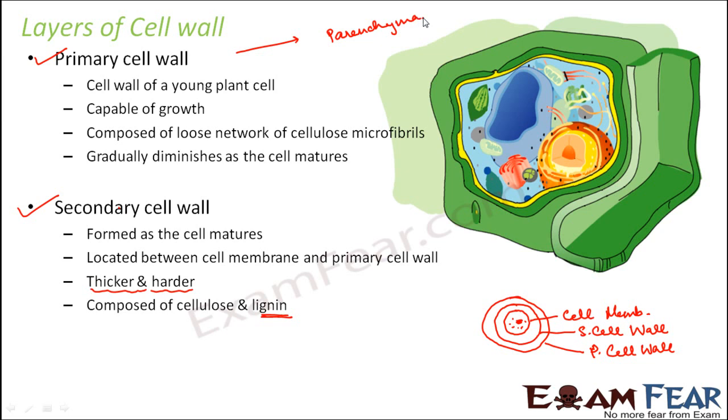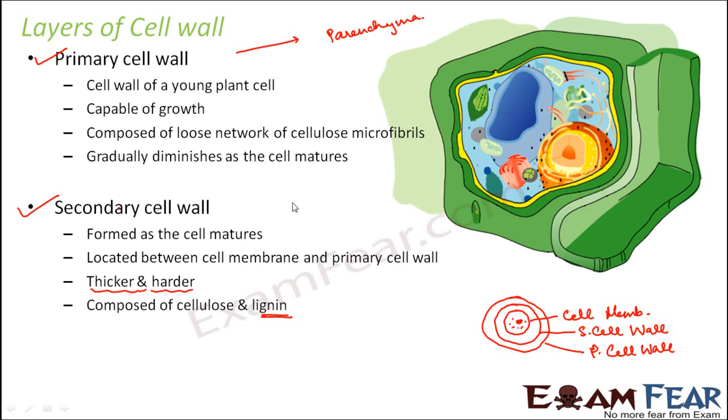It is not necessary that all cells will have to secrete a secondary wall. And the example is a parenchyma cell. In case of parenchyma cell, even when the cell becomes mature, they do not secrete a secondary cell wall. So they live with a primary cell wall throughout their life.